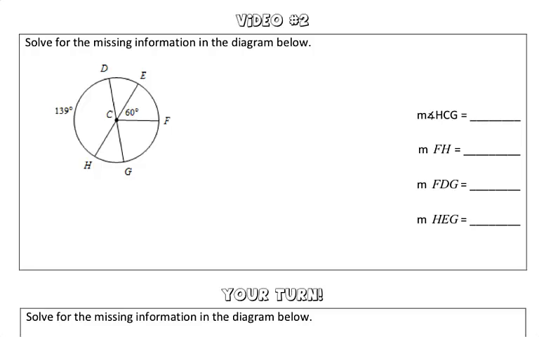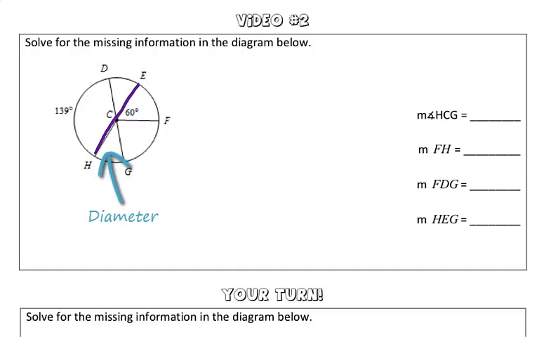In this problem, we are asked to solve for the missing information in the diagram below. Because this diagram has a circle that contains a variety of radii and diameters, what we want to do is just fill in all of the measurements that we can and then see what information is left to actually solve for. So, taking a look, let's just start with HE.